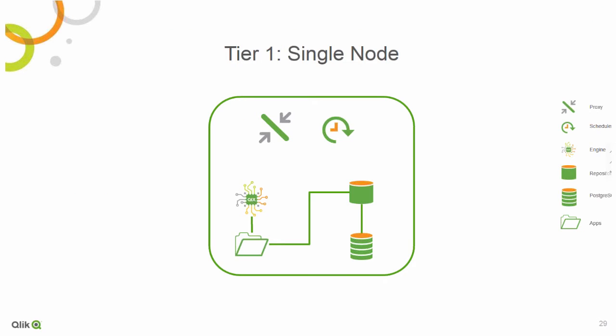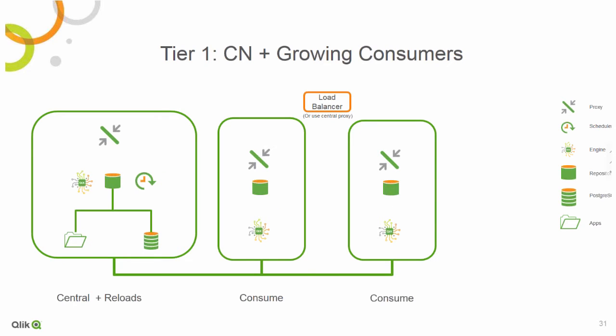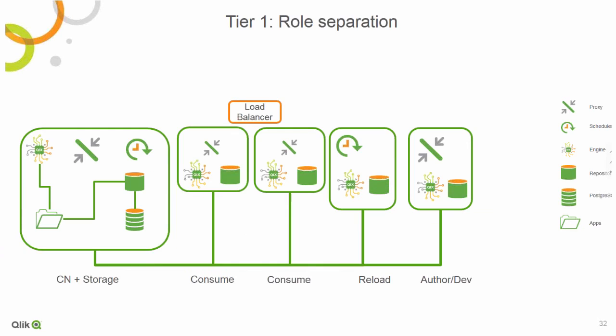So example of tier 1, a single node. Has always been supported, will always be supported. Nothing too fancy here. Tier 1 again, 2 machines. Fully supported, always been supported, will continue to be supported. Not really difficult to configure. Moving on, we have another example, we have some growth here. We have a central, and then we have 2 consume nodes with proxies and engines. And we have a load balancer out there who's balancing the load between the proxies. Fully supported, always supported, no change there.